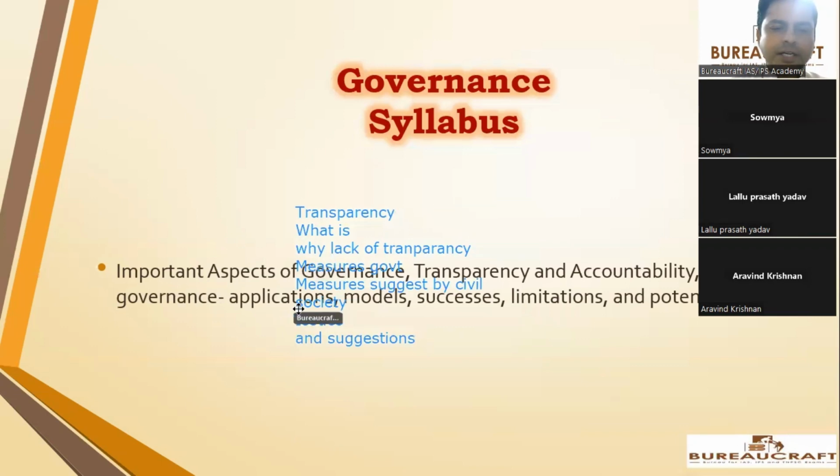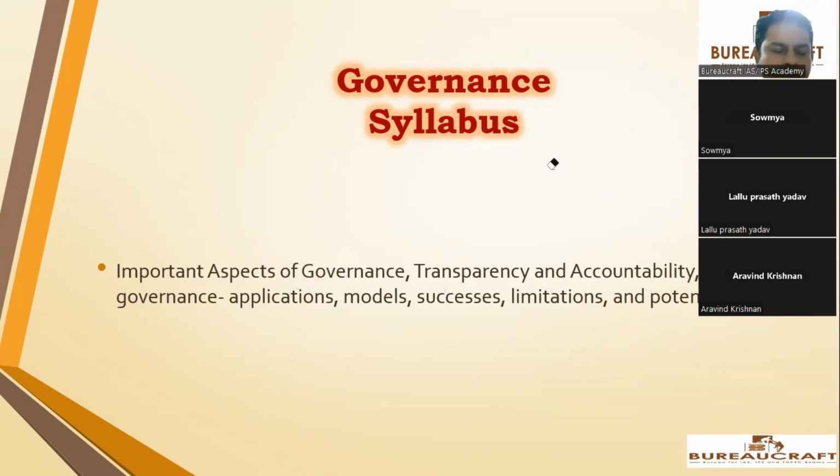Okay, so for each word, take at least five points. Okay, so five applications, and those five models. Okay, why are they successful? What is the negative in it, and what is the future potential of e-governance? Okay. I've told you the source, how to read, and how to prepare notes on those topics. Okay, rely on these two books alone.